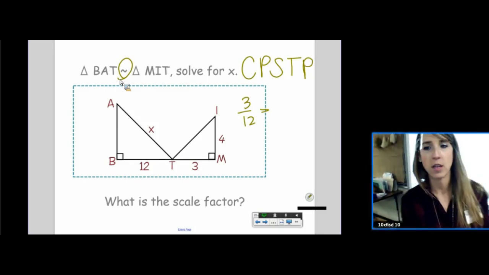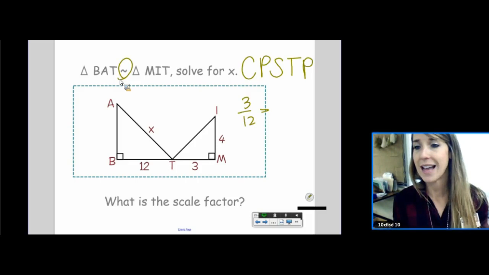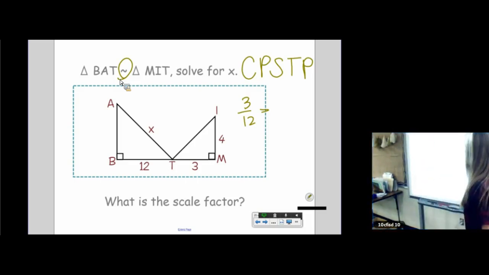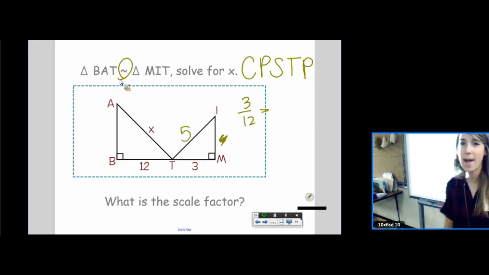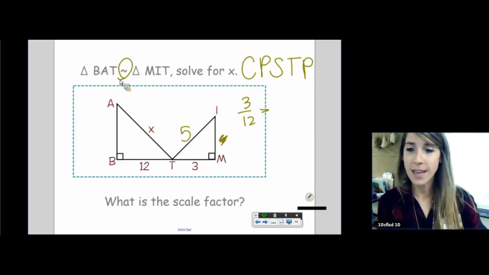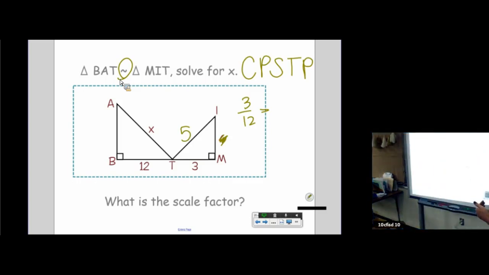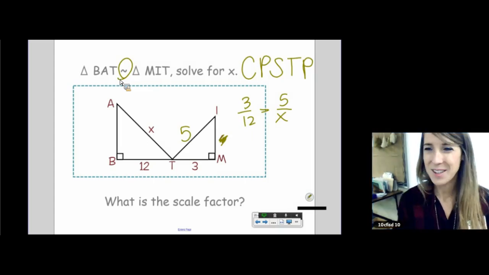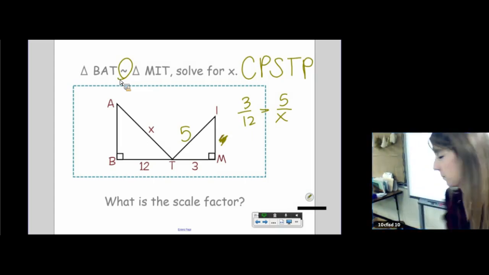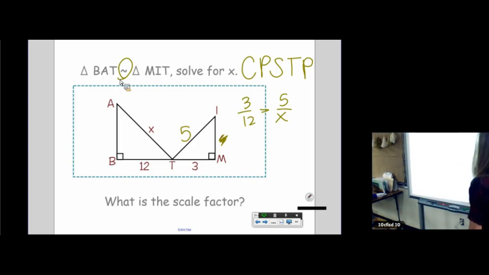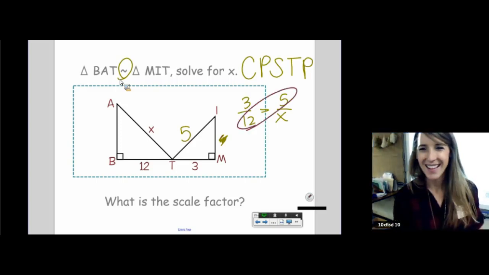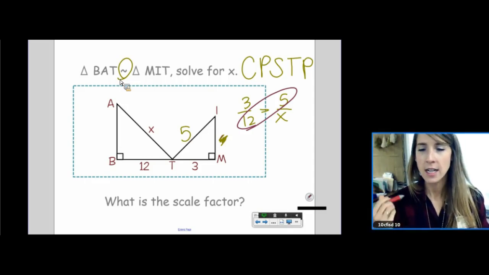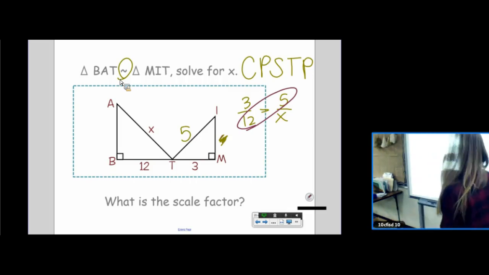What I would do if I were you is use the Pythagorean theorem and find the hypotenuse. 3 squared plus 4 squared is 25. Square root of 25 is 5. Phew. Now I have corresponding parts. 3 is to 12 as 5 is to x. How do you solve for a variable in a proportion? Cross multiply, right? 5 times 12 divided by 3. 5 times 12 is 60. 60 divided by 3. Final answer.